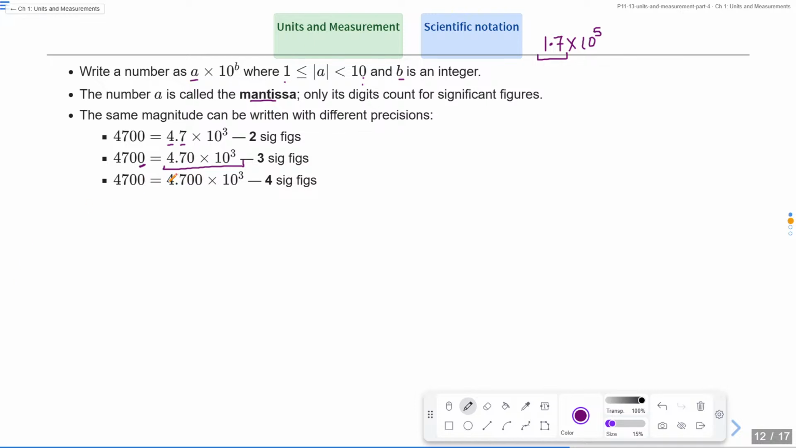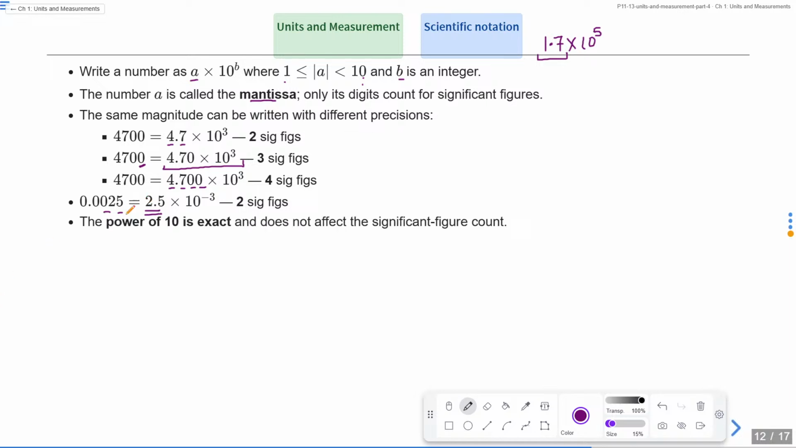And if we are writing it like 4.700 into 10 to the power 3, that means it has 4 significant figures. So that depends on the scientific notation. Like 0.0025 has 2 significant figures. If we write it in scientific notation, it will not change the significant figures: 2.5 into 10 to the power minus 3. Again, the significant figures are 2 and 5. So the power of 10 is exact and does not affect the significant figures. We do not count it for significant figures.